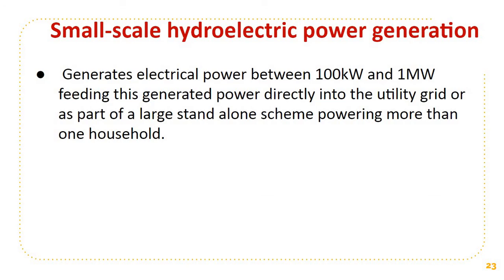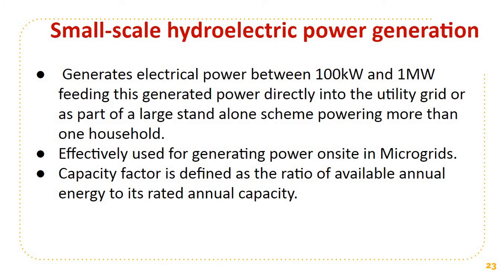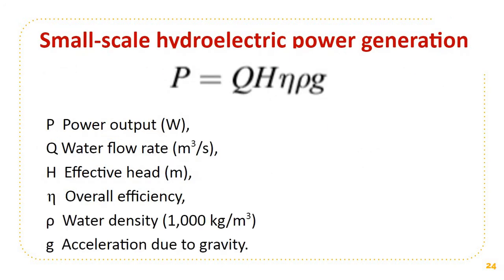A small scale hydroelectric power generation generates electrical power between 100 kilowatt to 1 megawatt, feeding this generated power directly into the utility grid or as part of a large standalone scheme powering more than one household. This type of power generation can be used for generating on-site power in microgrids. Capacity factor is defined as the ratio of available annual energy to its rated annual capacity.